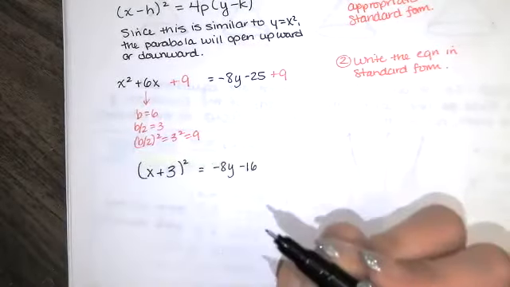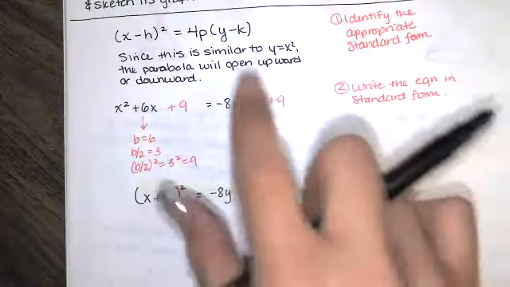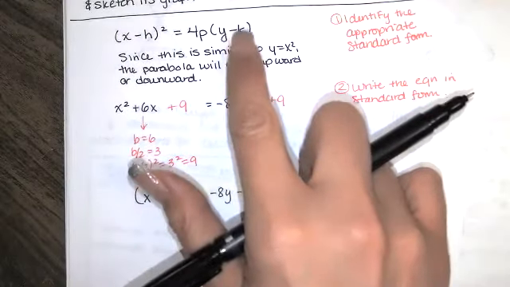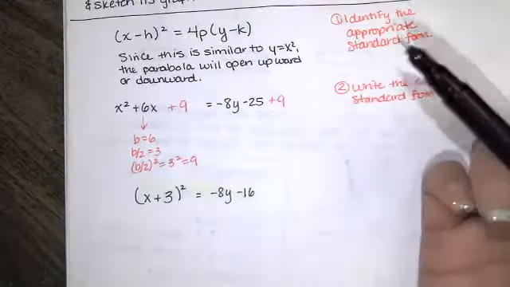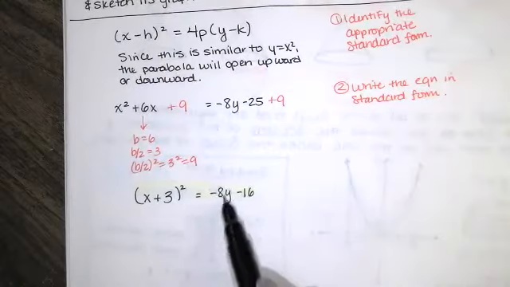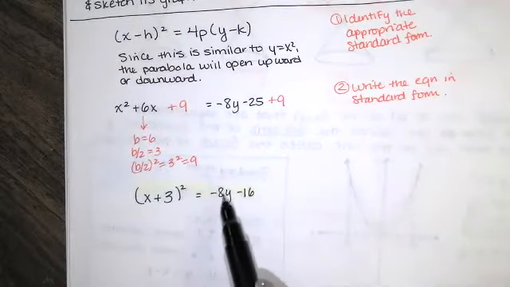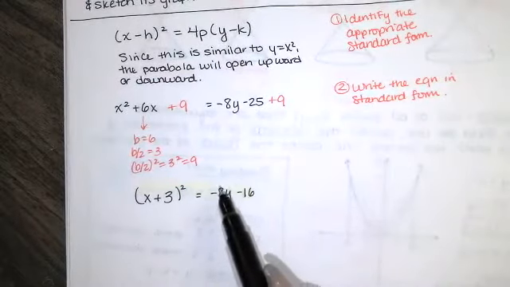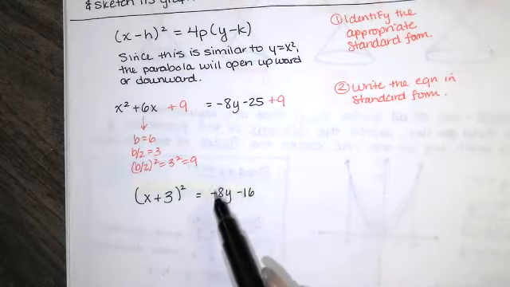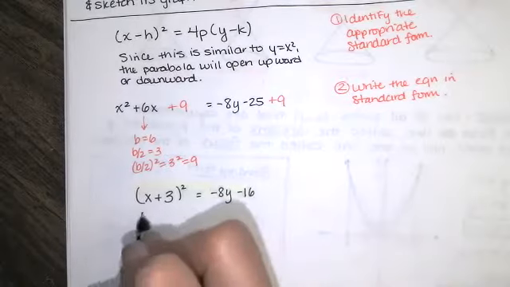Now remember, the right-hand side has to look like that. So I have to have y plus or minus a constant in parentheses with a coefficient out front. There's no coefficient, it's an implied 1. But I've got a negative 8 here. To make this pattern match, I need to factor out the negative 8 from the y term and the negative 16.